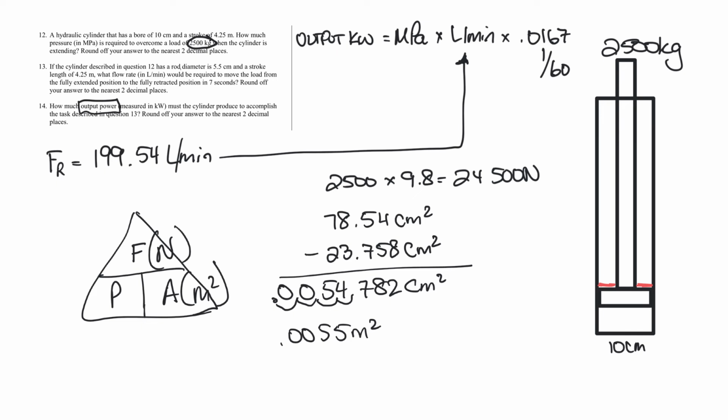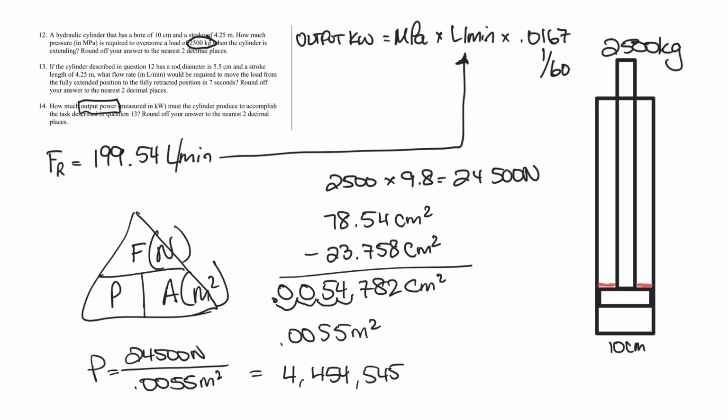Okay, so now we can enter those into our numbers. So again, we're looking for our pascals, or pressure, is going to be equal to our 24,500 newtons divided by 0.0055 meters squared. And that's going to give us a really long number. So 24,500 divided by 0.0055 gives us 4,454,545.45 pascals. Okay, but that's not what we can use in our formula.